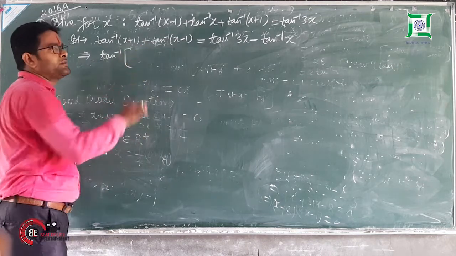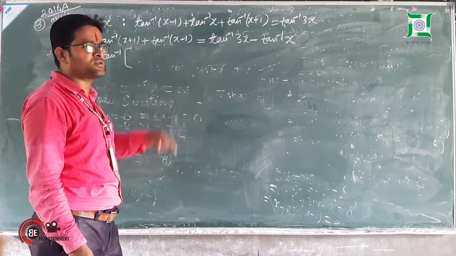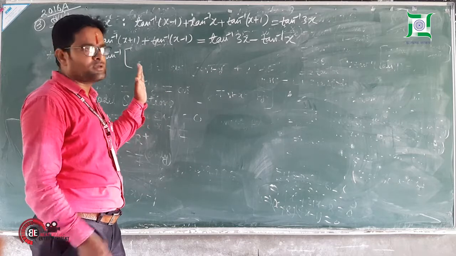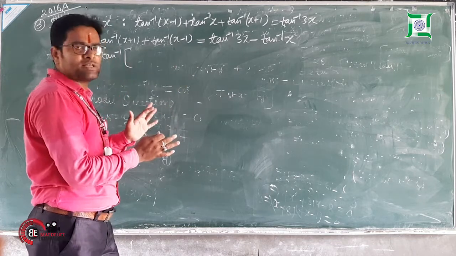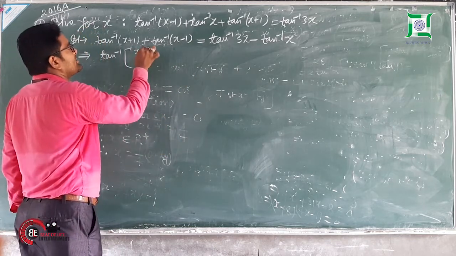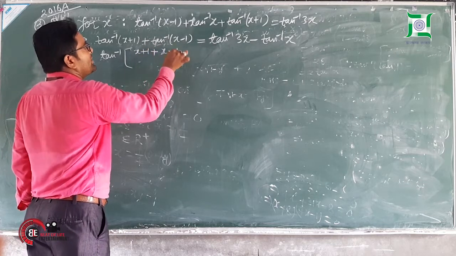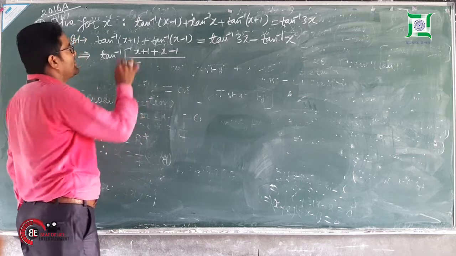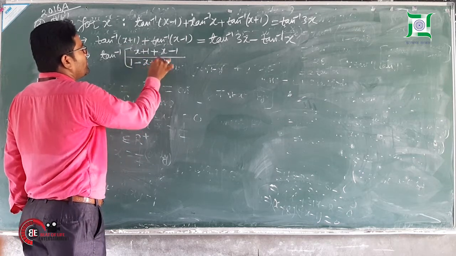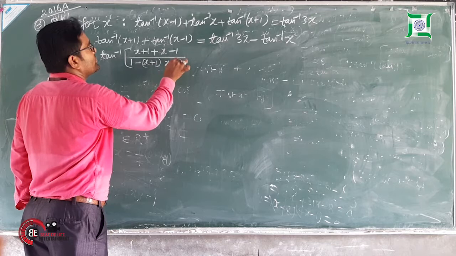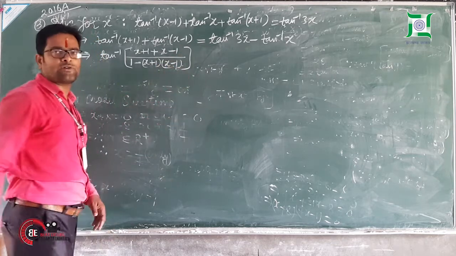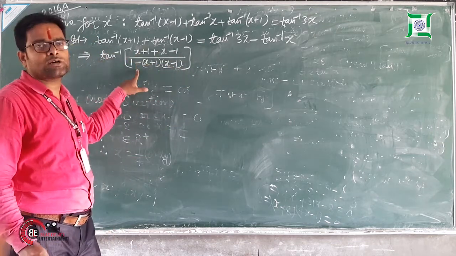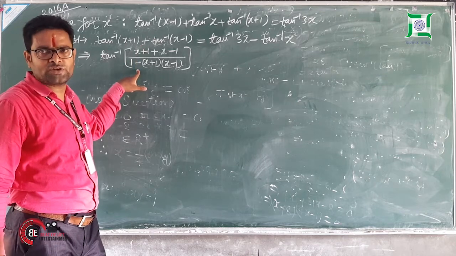Now apply tan inverse x plus tan inverse y is equal to tan inverse of (x plus y) by (1 minus xy). So we can write it as (x plus 1 plus x minus 1) by 1 minus... what is x here? x plus 1. What is y here? x minus 1. So we have got this. I have done the compounding type of formula for the inverse function.